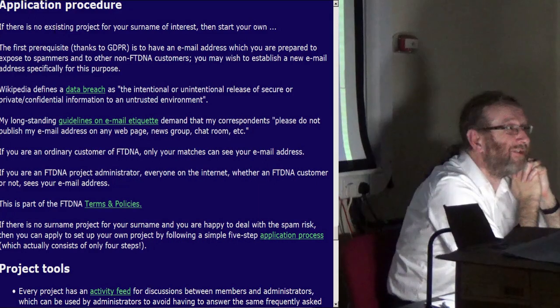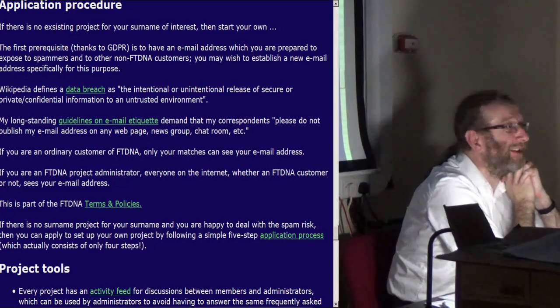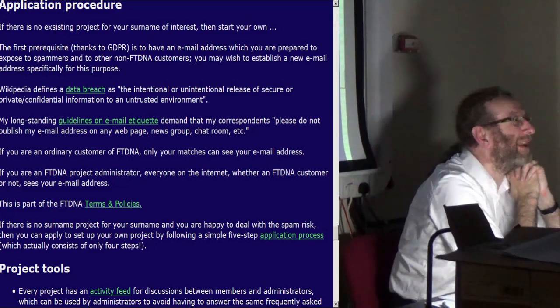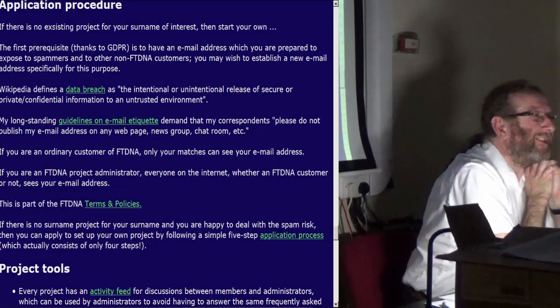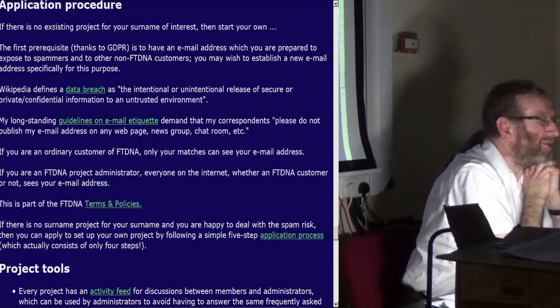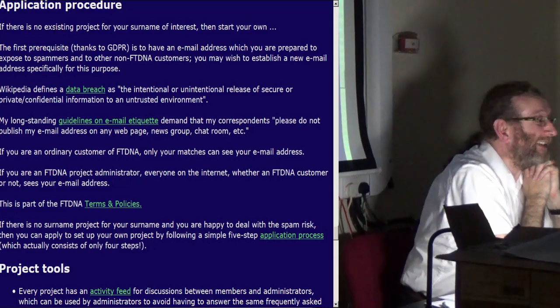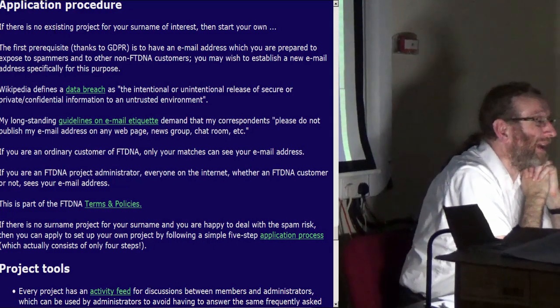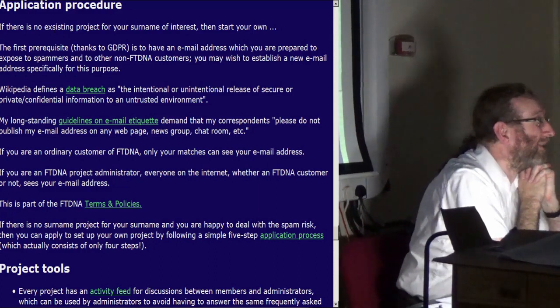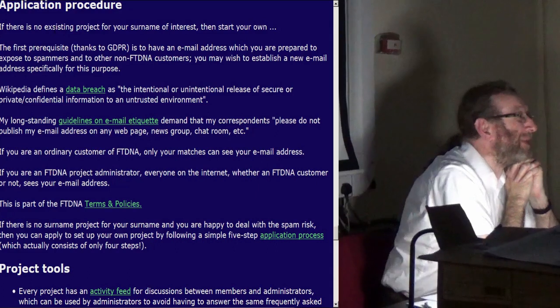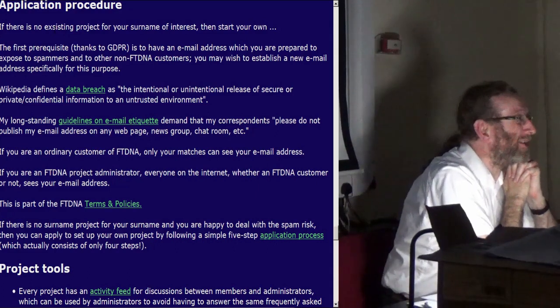So if you put your email address on a public web page, you're going to attract lots of spam from people with 40 million in a Nigerian bank or trying to sell you Viagra or whatever. So I'm trying to convince them that they shouldn't be doing this. Wikipedia says a data breach is the intentional or unintentional release of secure or private confidential information to an untrusted environment. But putting my email address on a public page for spammers, to me, sounds like putting secure information in an untrusted environment. But FTDNA say, no, that's what GDPR tells us we have to do.